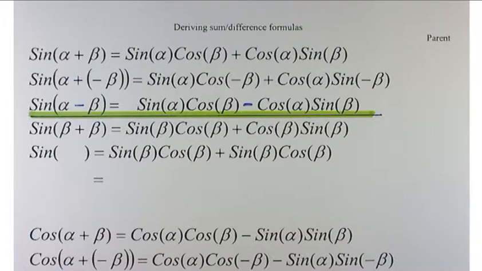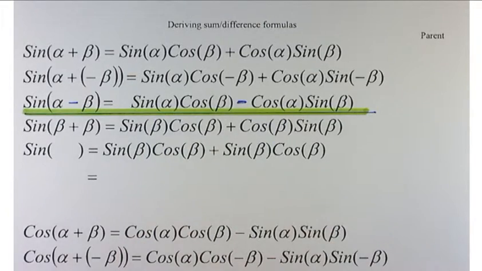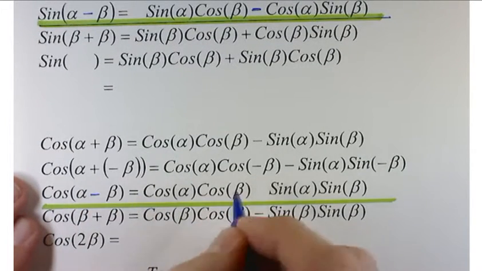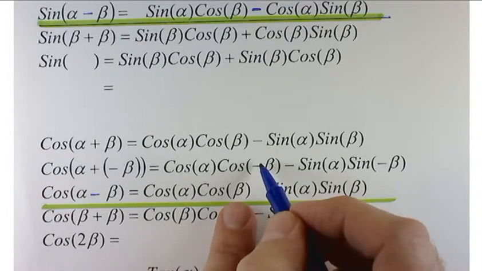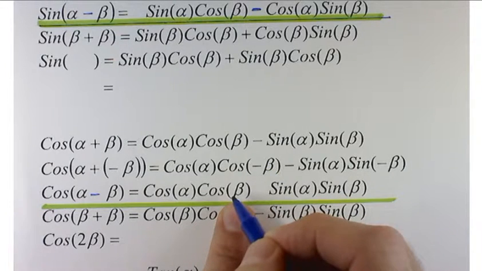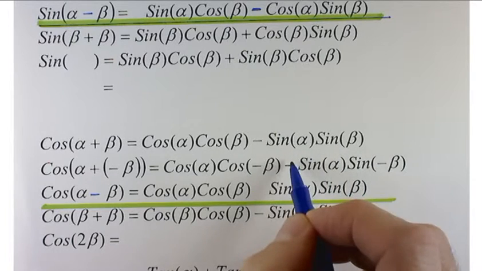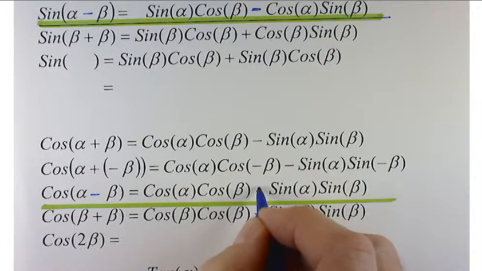Sine of alpha minus beta is all this. You can play the same game with the cosine. Cosine of alpha minus beta. Cosine, again, is an even function, so I can get rid of the negative here. With the sine, the negative is going to factor out as a -1, so that becomes a plus.